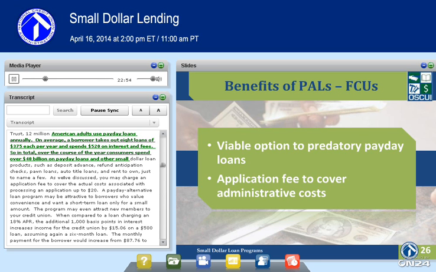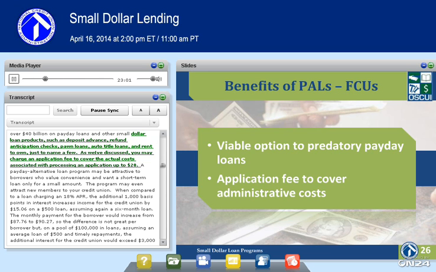So in total, over the course of a year, consumers spend over $40 billion on payday loans and other small-dollar loan products, such as deposit advance, refund anticipation checks, pawn loans, auto title loans, and rent-to-own, just to name a few. As we've discussed, you may charge an application fee to cover the actual costs associated with processing an application, up to $20.